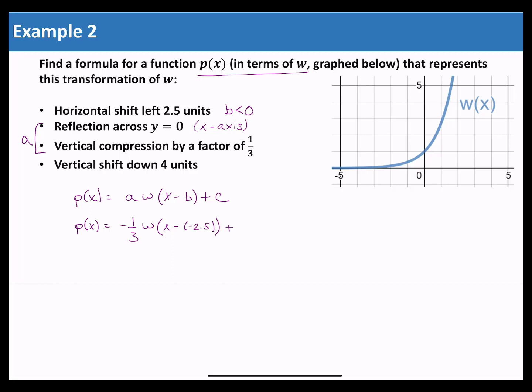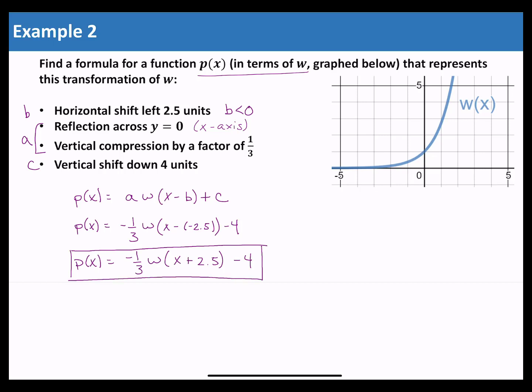And then we know that parameter c is responsible for the vertical shift down 4 units. So we'll actually say minus 4. And then our last step would be to simplify this. So we would have negative 1/3 times w of x plus 2.5 minus 4. And this would represent the function p of x in terms of the function w that represents the given transformations.